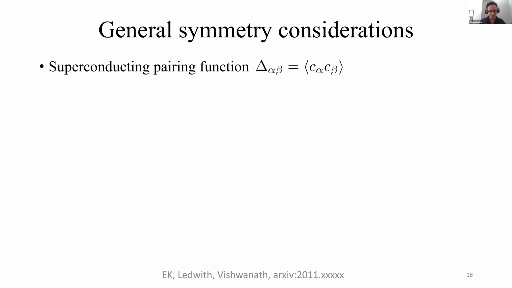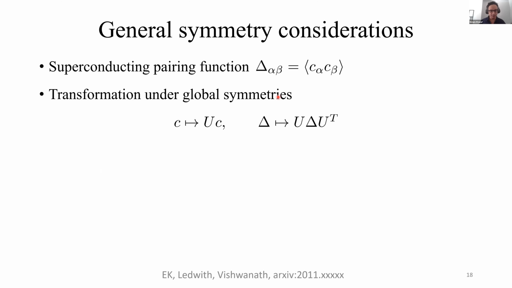So we start with some BCS pairing function, and we are assuming we're talking about a superconductor that can at least be smoothly connected to the BCS superconductor. Here alpha and beta are just some generic indices. They can contain momentum, or they can contain all orbital indices. And if these c of alpha transform under a global symmetry by some unitary, then this delta will transform by the unitary and the unitary transpose. Note that this is different from the way a particle-hole operator transforms, which would be U U dagger, which means that the action of U on this pairing is not the adjoint action.